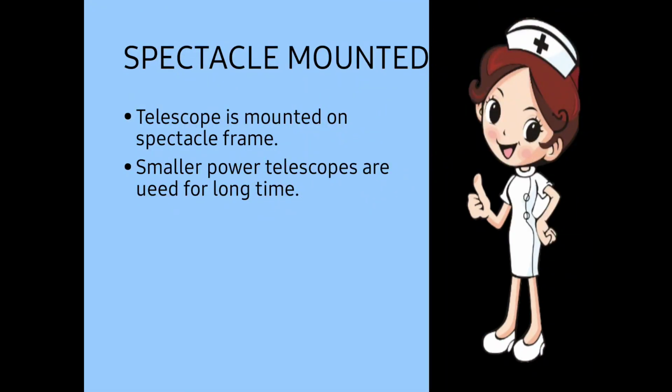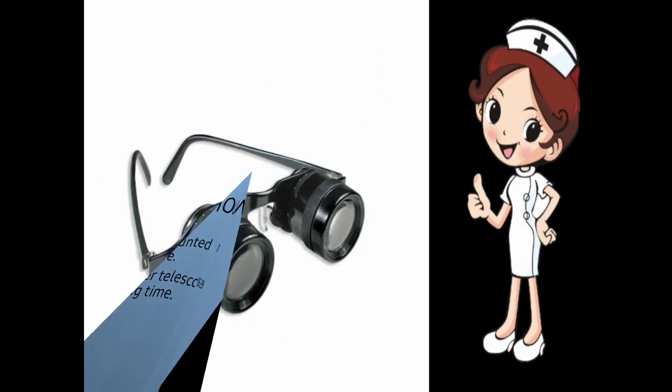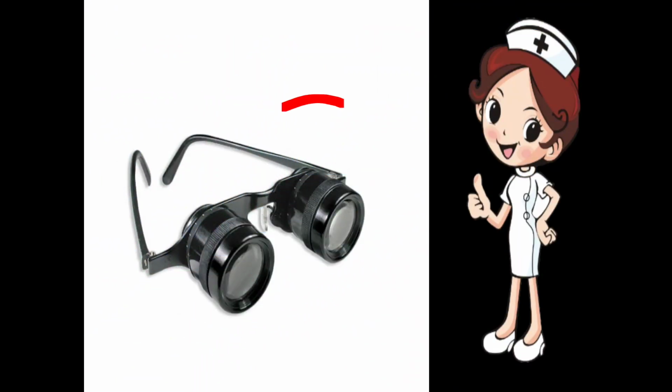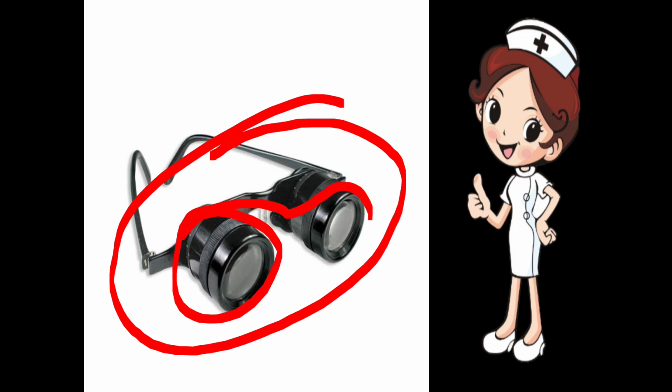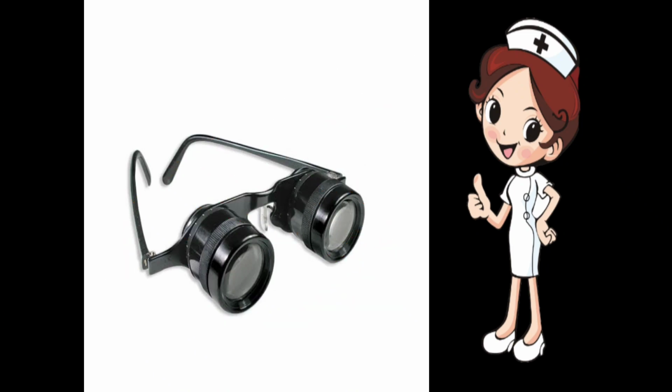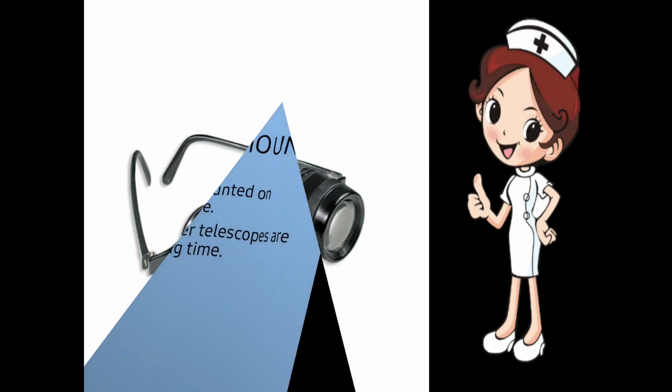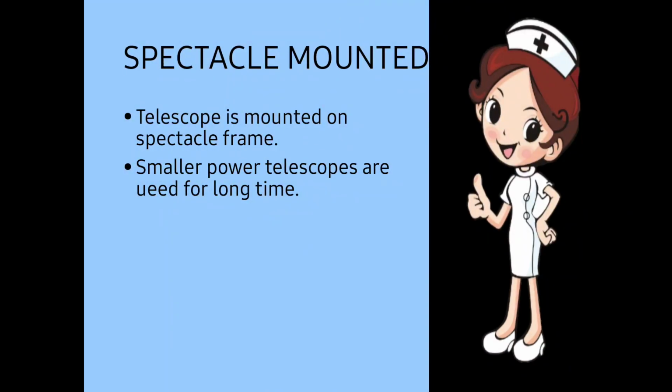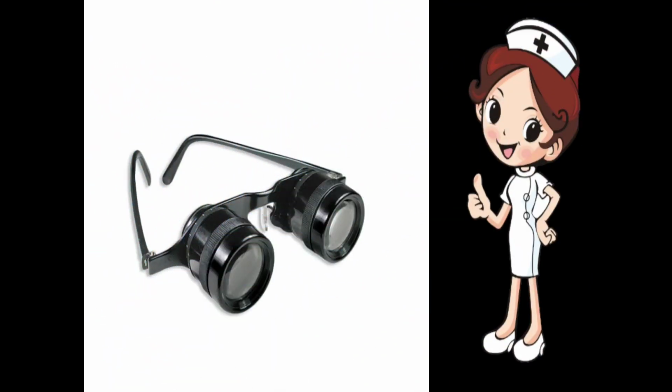Next one, spectacle mounted telescope. Now the telescope is mounted on a spectacle frame, and the person will be able to see it very easily. Telescopes of smaller power are used for a long time. If you have work which goes on for a long time, then you can use the spectacle mounted telescope. These are fixed on the spectacle.